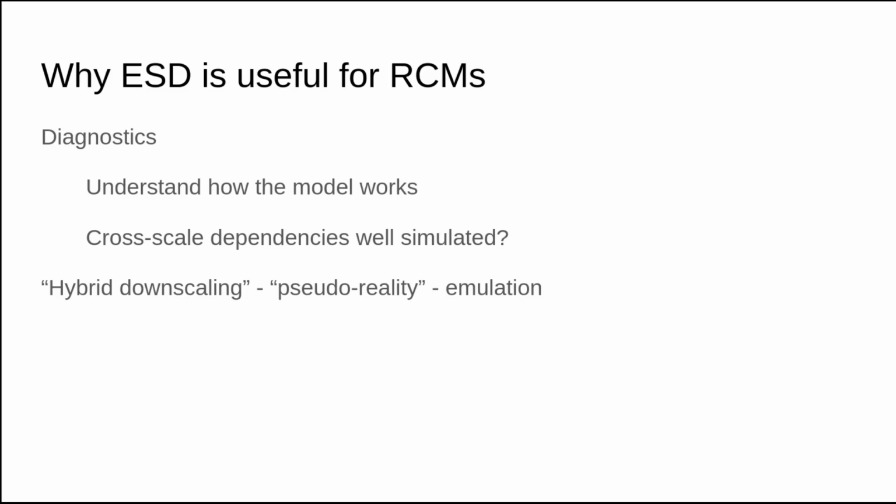And furthermore, it's actually possible to use both in some so-called hybrid downscaling, or using the results from a regional climate model as a pseudo-reality to train the statistical models. This is also called emulation. So these 2 methods are really useful for each other. Likewise, the regional climate models are useful for testing the statistical methods used in ESD.